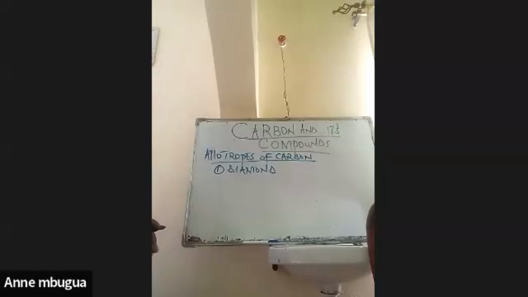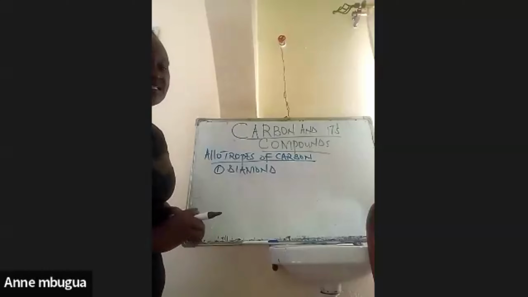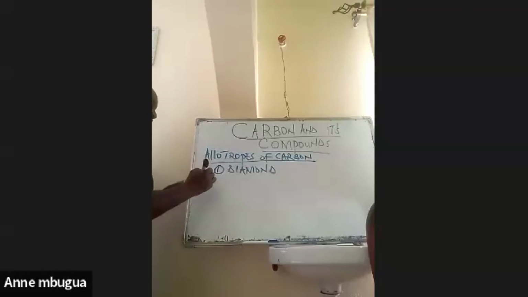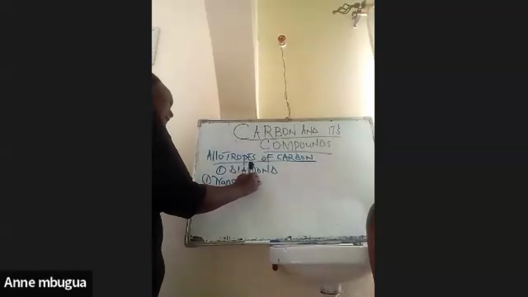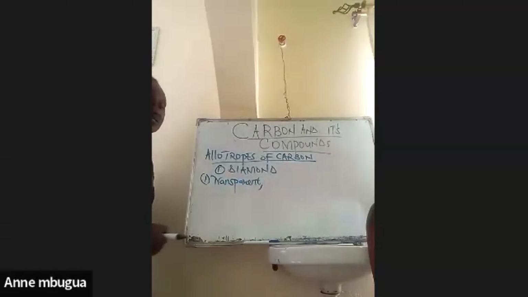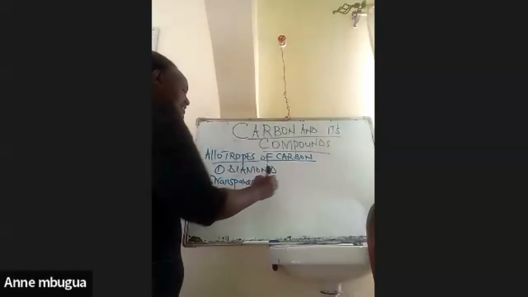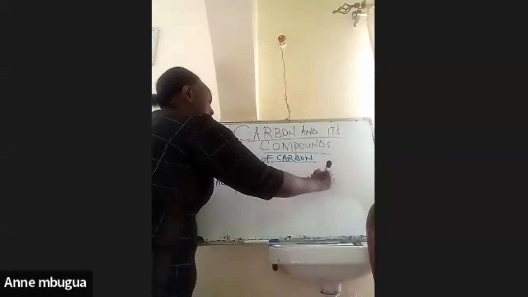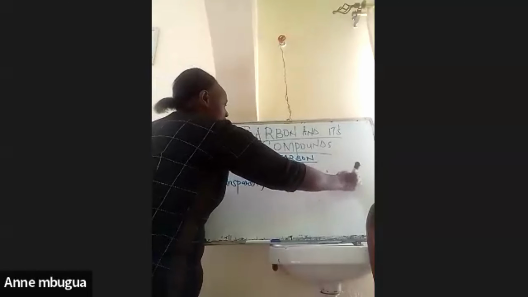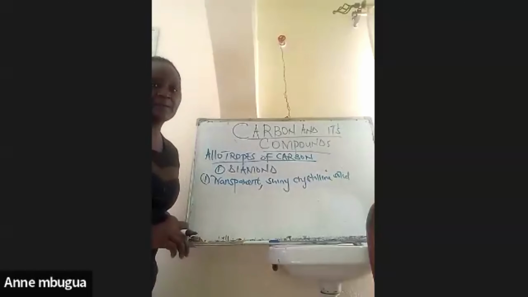Diamond is one of the stable allotropes of carbon, and we look at its physical appearance. It is a colorless, transparent, and shiny crystalline solid. It is transparent, you can see through it. It is a shiny crystalline solid.